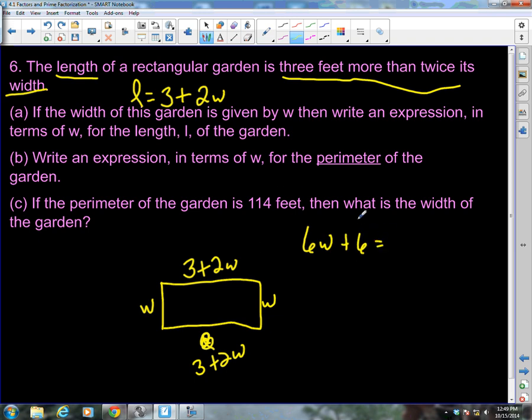And in this part, part C, it's going to equal 114. Okay, so we said, let me do that over. So we're going to subtract 6 from both sides, and I get 108. Then I'm going to divide by 6. That's going to equal, let's see, 18. So W equals 18. So if W equals 18, then the length is 2 times 18 plus 3, which is 39. And that is a basic geometric word problem.